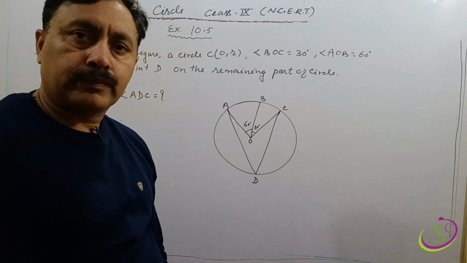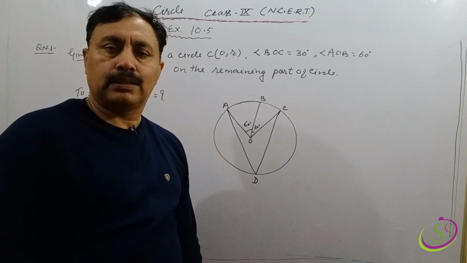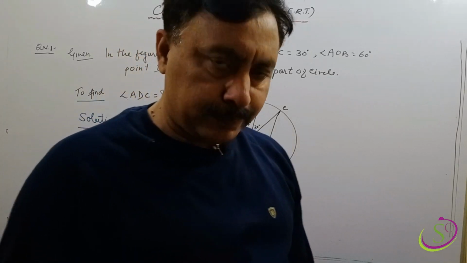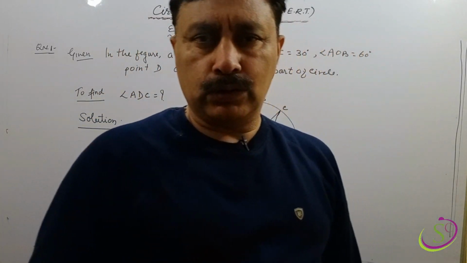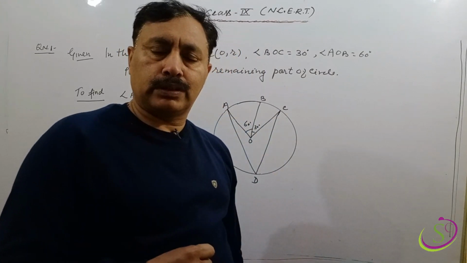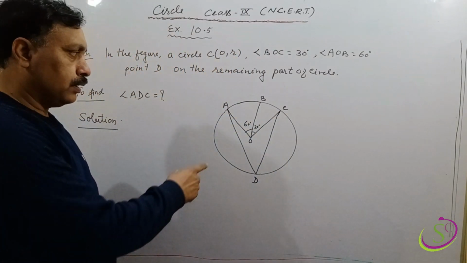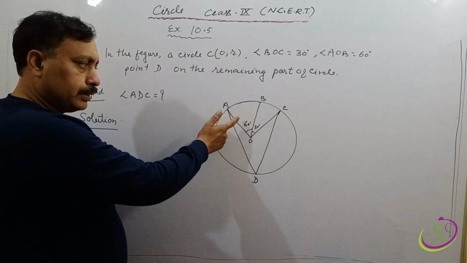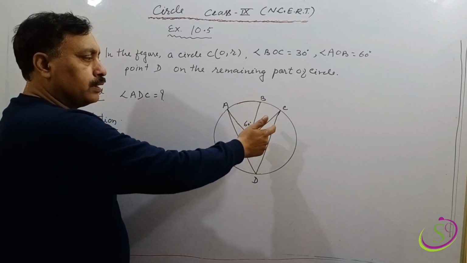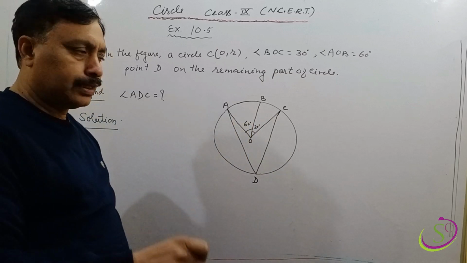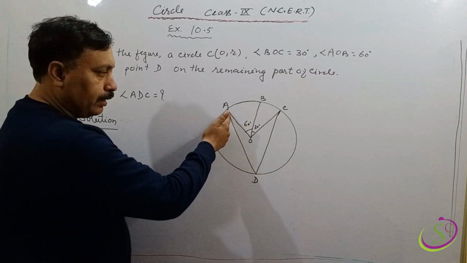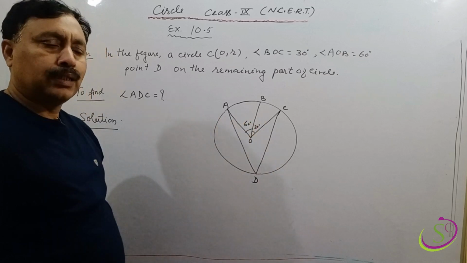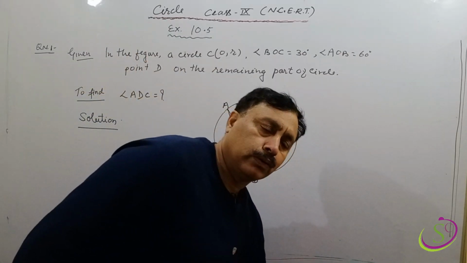Yes dear, in this video we shall discuss exercise 10.5, and in this exercise there are so many interesting questions. Like the first question, in this question the figure is given to us and angle AOB is 60 degrees and angle BOC is 30 degrees, and it is asking us what will be the value of angle ADC, means what will be the value of this angle.